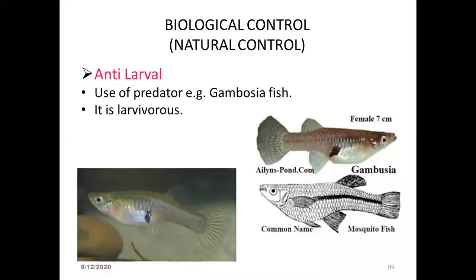So the biological control, that is also known as natural control, is anti-larval, and it is done by use of a predator, that is the Gambusia fish. It is larvivorous, means when this fish is present in the water, it eats the larvae which are present in the water. That's why it is also known as natural control of the vector.